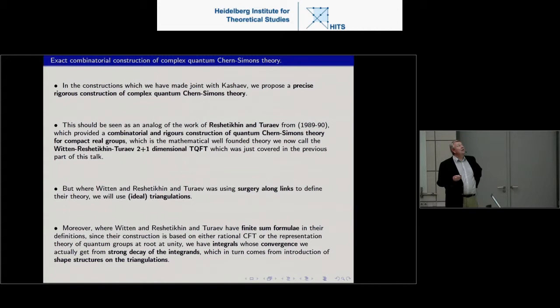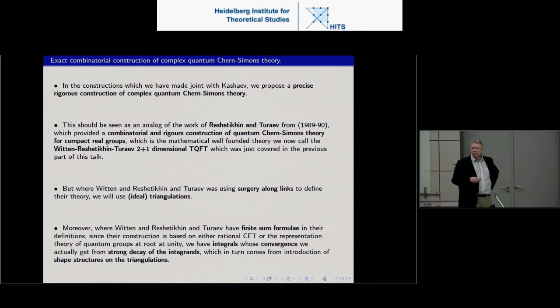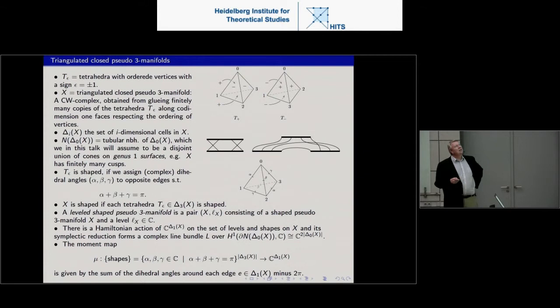We use combinatorial methods, so we're using this case of breaking everything into small pieces and then assembling things from these pieces. So it is similar to the Reshetikhin-Turaev construction in that sense, but where they use surgery on links, we use ideal triangulations. And where theirs were finite sums, their construction, their formulae, ours are integrals, and so we have to worry about convergence and proper decay and so on in the construction. But the idea is to simply consider three-dimensional spaces.